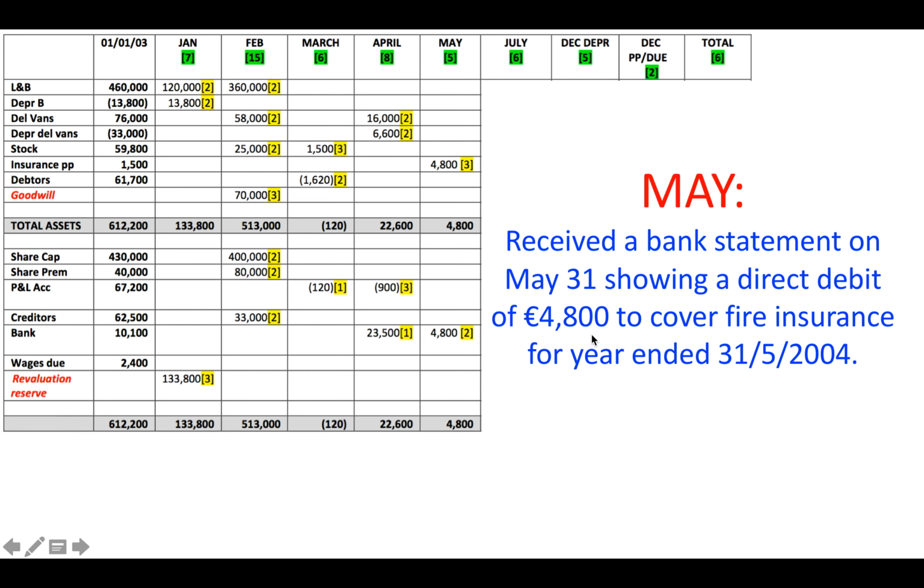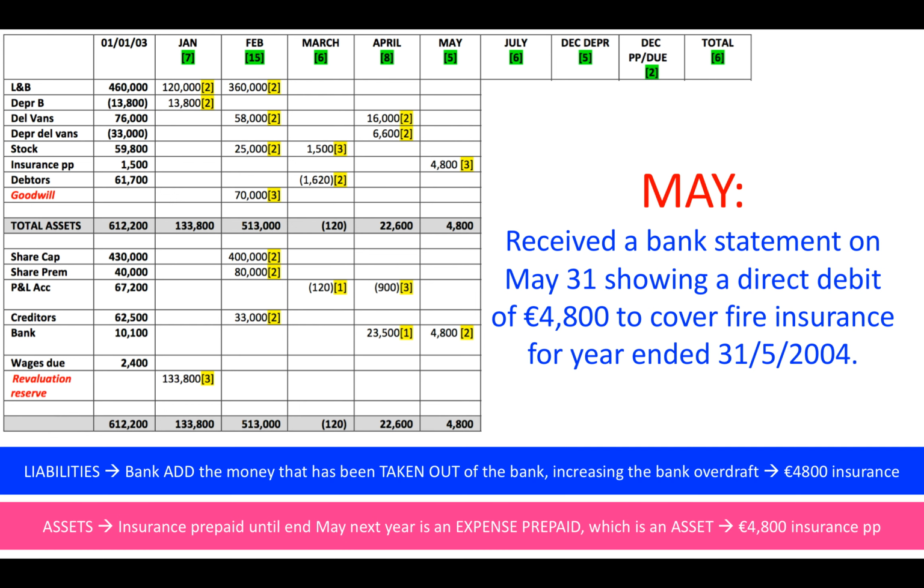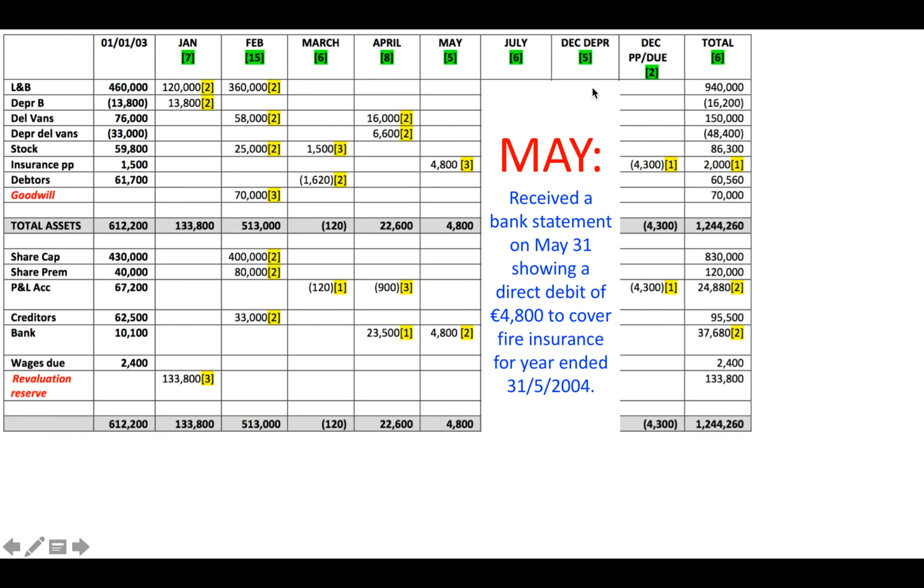This here is 2003. We are doing 2003's year here. So that is going to be insurance prepaid. So I can see up here I already have insurance prepaid 1.5. So I'm going to put my 4,800 in there as well. Then what I'm going to do is work out the December column. So I told you we have two December columns. One of them is for the depreciation and the other one is for the bank adjustment. So it's going to be any prepayments or amounts due or whatever at the end of the year.